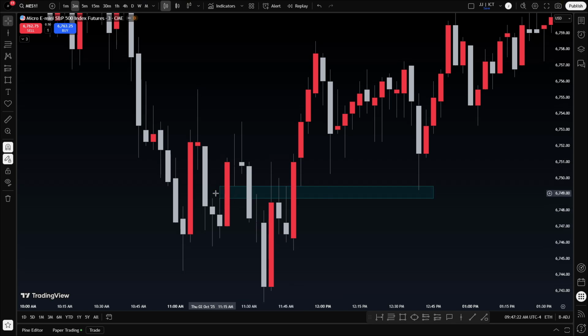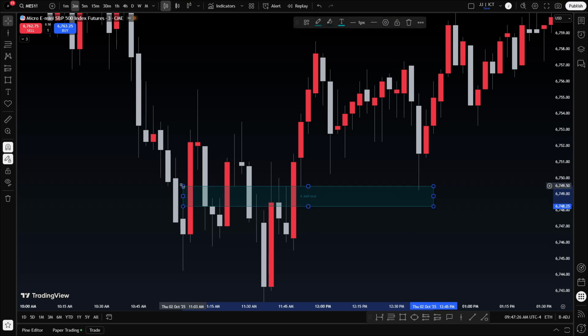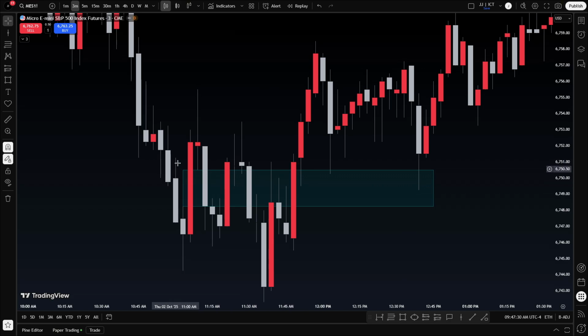Or if you want to use the bigger one, that would be the best thing to do. There's one right here that is pretty big. Pause. But yes, this is the bigger reclaimed fair value gap. So you want to use this one because it covers more. It's a bigger balanced price range, and it covered more area.